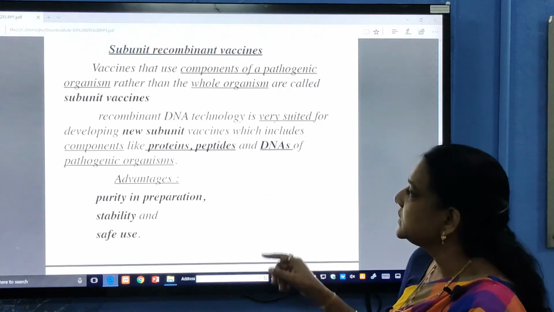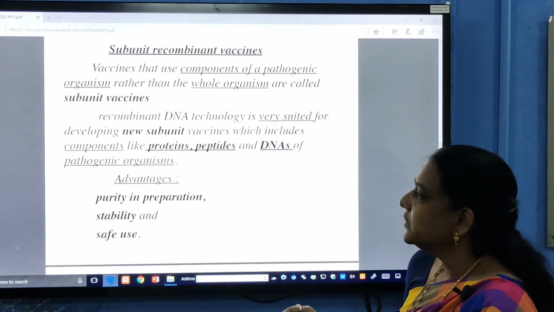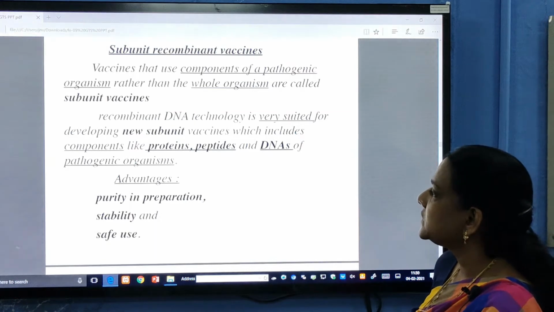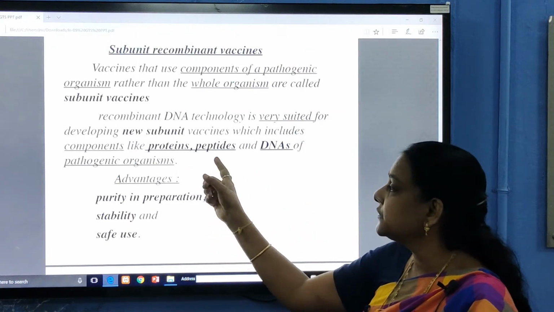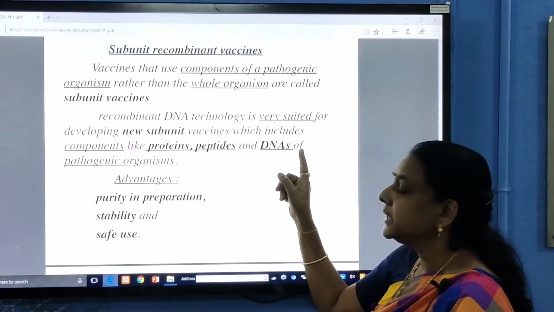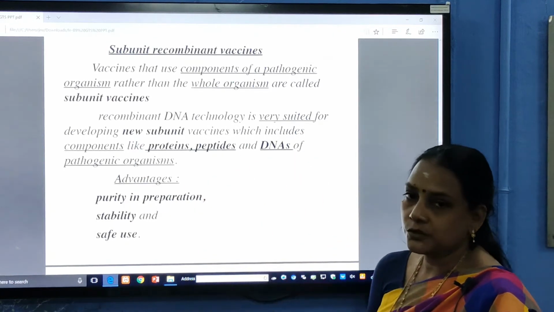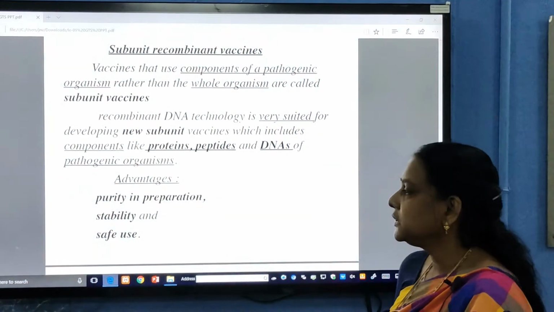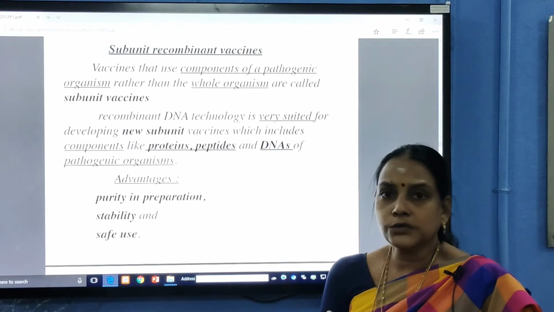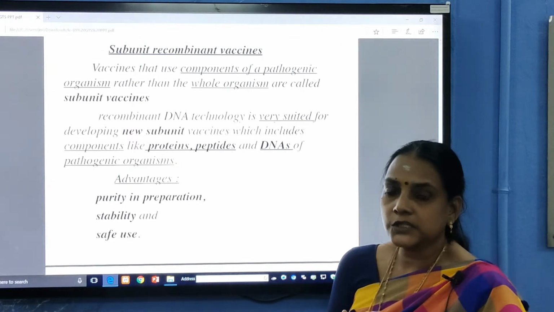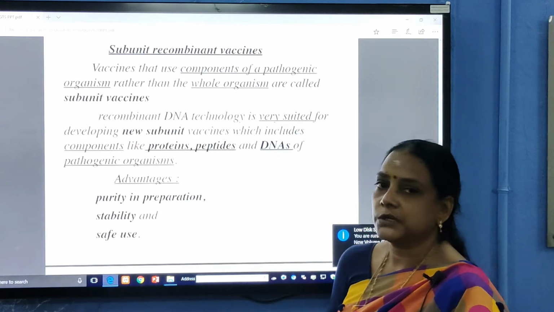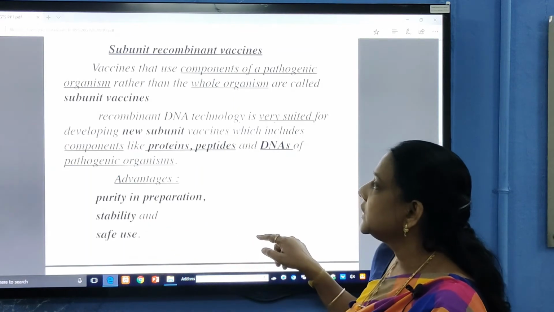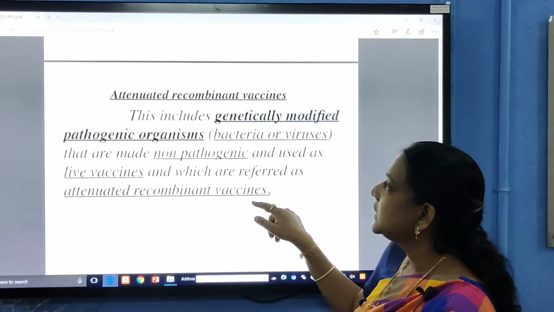the subunit vaccines. This is very much suited for developing new subunit vaccines, which include components. What are the components we use? Proteins, peptides, DNAs. All these are taken from the pathogenic organisms to create the subunit vaccine. Now, what are the advantages? We should have some advantages when we introduce a new product, isn't it? That is what people expect. Here, first of all, you find purity in the preparation, stability, and safe use. These are the advantages of the subunit vaccine.